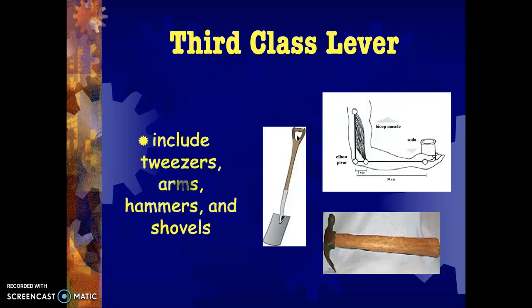Examples: tweezers, which most of you are sure to have used. Your arms, if you place an object in your hand like you see in the picture, can act as a third class lever. Hammers can work this way, and we're talking about using the claw portion of the hammer, and shovels are examples of third class levers.